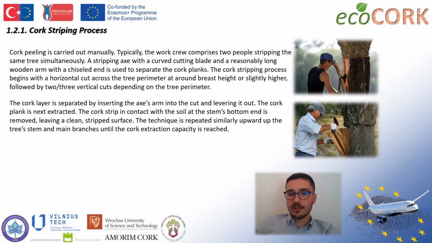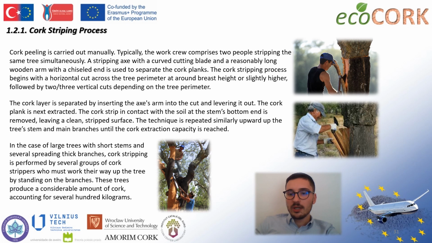The next step is to get the cork plank. At the bottom of the stem, the strip of cork that touches the soil is taken off. This leaves a clean, stripped surface. When it comes to big trees with short trunks and many thick branches that spread out, cork stripping is done by several groups of people who have to stand on the branches to move up the tree.